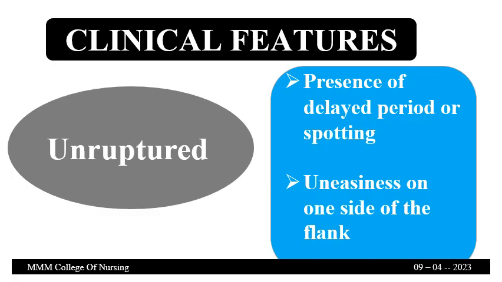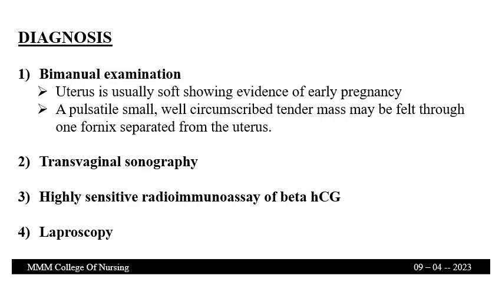Clinical features in case of the next type, unruptured pregnancy. Previously we saw the acute type. The next is unruptured: presence of delayed period or spotting and uneasiness on one side of the flank. Diagnosis: bimanual examination shows the uterus is usually soft, showing evidence of early pregnancy, and a pulsatile, well circumscribed tender mass may be felt through one fornix separated from the uterus.